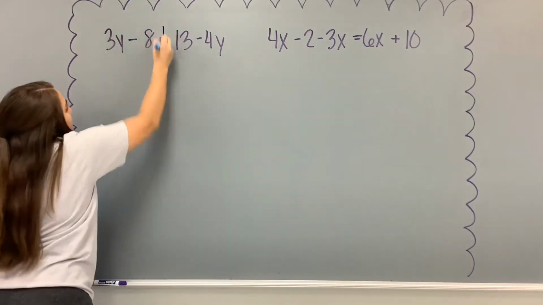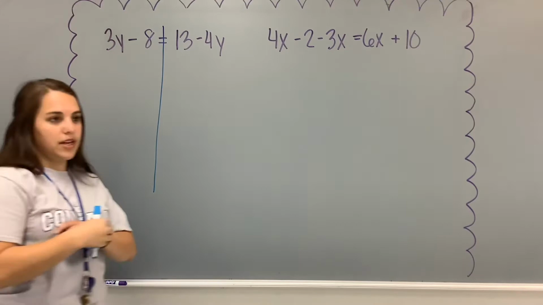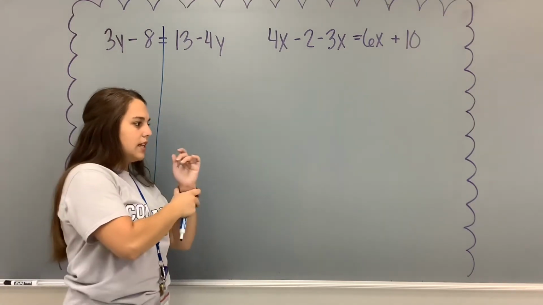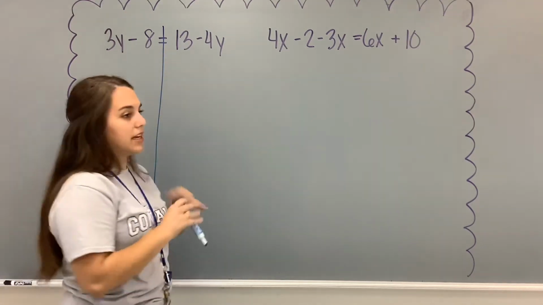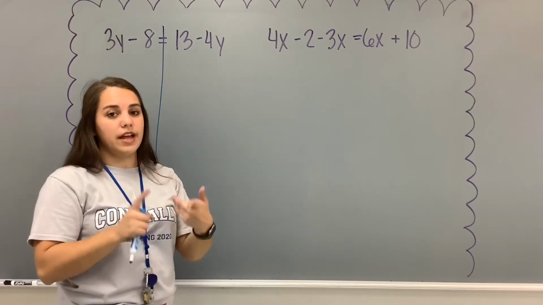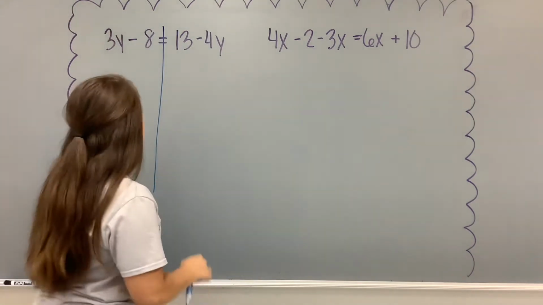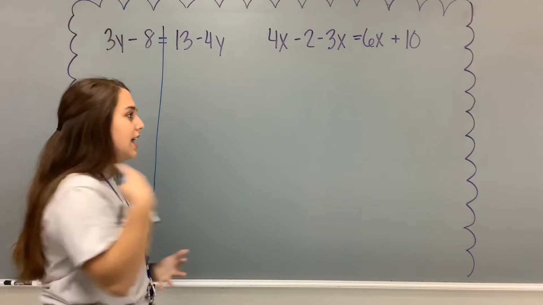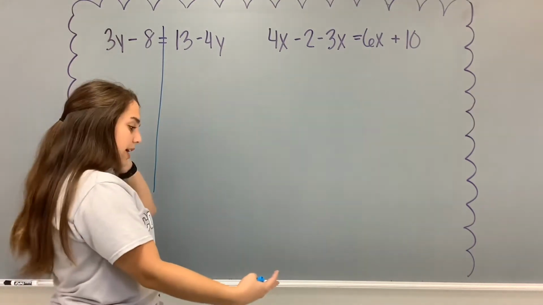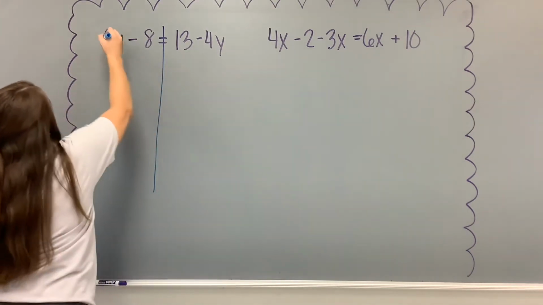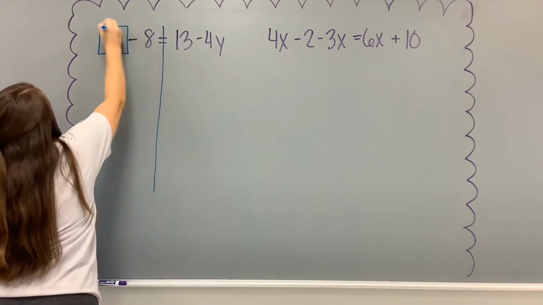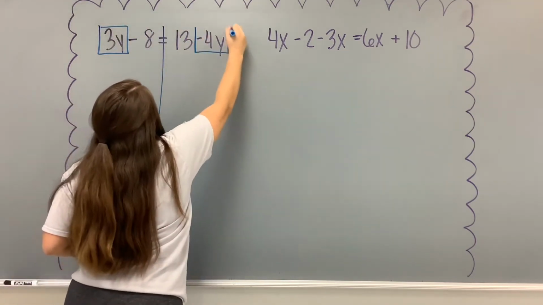All right, so I start by drawing my line in between or down the equal sign. That way I can kind of keep things organized, remember, like I said. Next step is to look for like terms. Always look for like terms. I box the letters and circle the numbers. So here is a variable, a number with a variable. Here's another number with a variable.